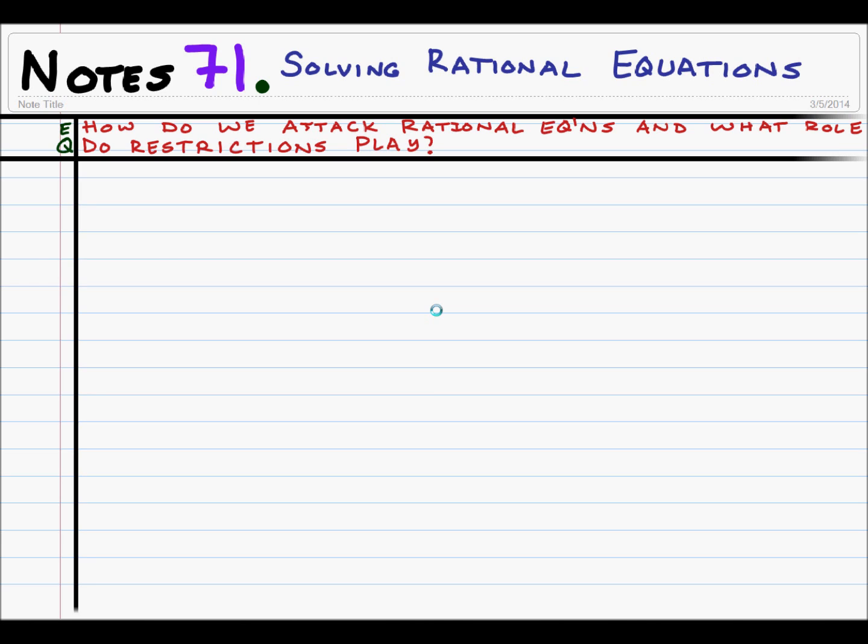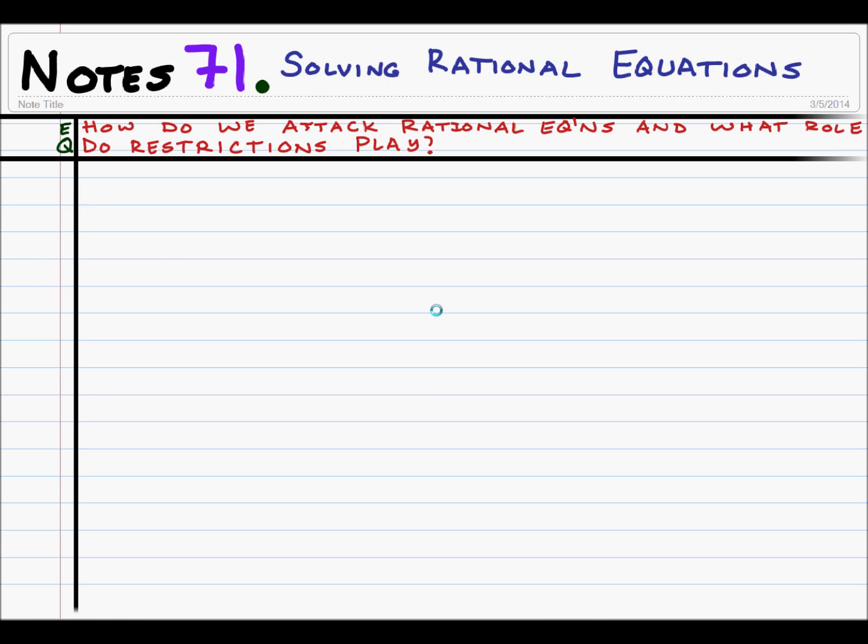So this is note 71. If you haven't already seen that, I'm expecting that while I blabber here, you'll be writing stuff down and getting everything set up in your notebooks. Probably already knew that was coming. And of course the essential question basically says, how do we attack rational equations and what role do restrictions play?